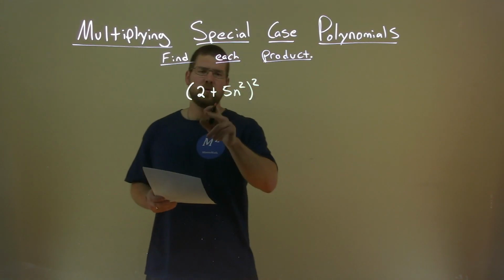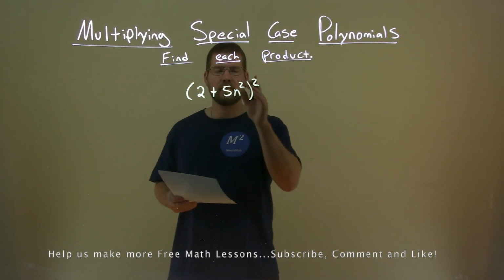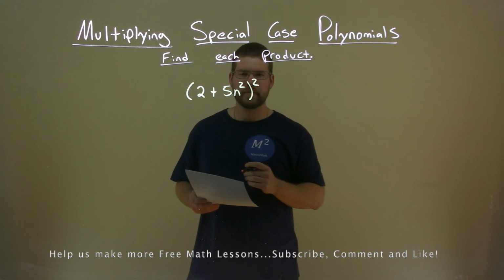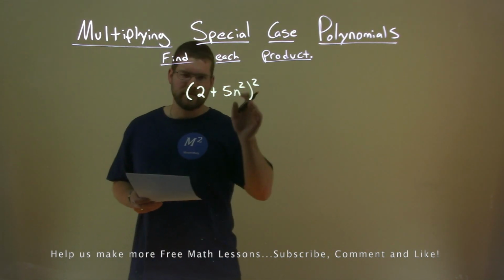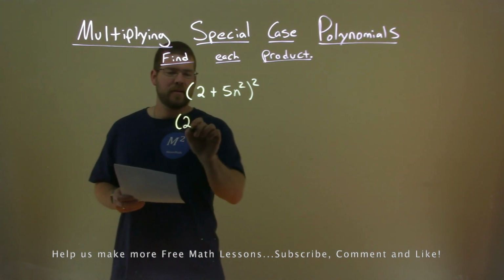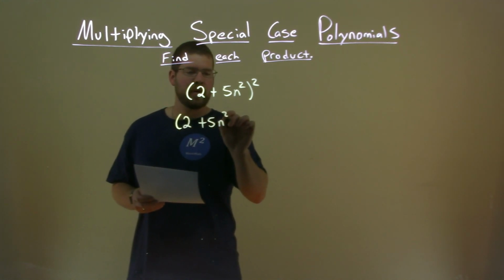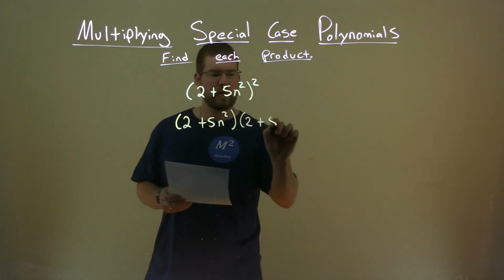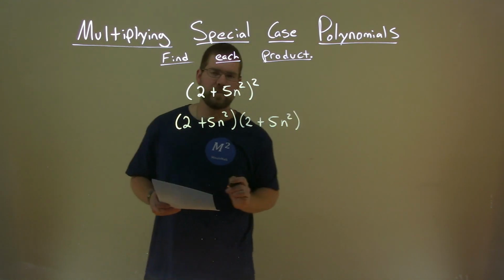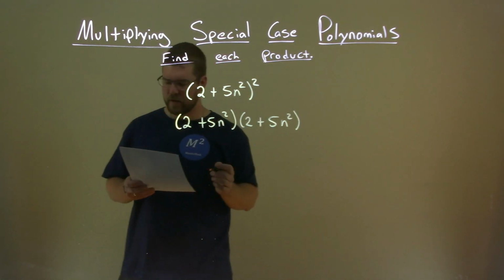We're given this problem right here. 2 plus 5n squared, all of that squared, and we need to find the product. That squared, the second squared, lets us know that we can write this as 2 plus 5n squared times 2 plus 5n squared. From there, we need to multiply this out.